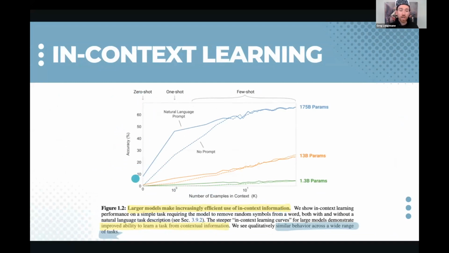With zero shot, that means instruction only, right? Translate the following word. We're not doing so hot, but with just one example on a large enough model, we get massive improvement. Between, let's say, 10 and 100 examples, or 100 and 1,000 examples, we're getting much, much better performance.